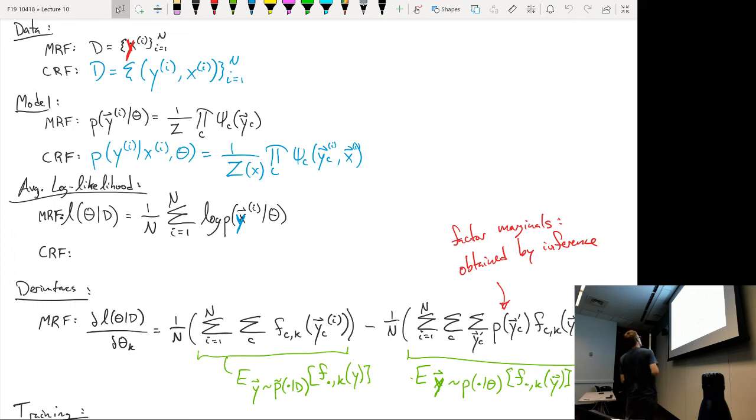This would be superscript i. And then the average log likelihood is actually going to be exactly the same, except that now we have to condition on x as well as theta. So this is 1 over n, a sum from i equals 1 to n of the log of the probability of y_i given x_i and theta.